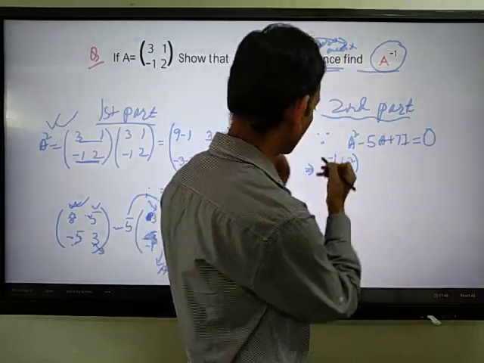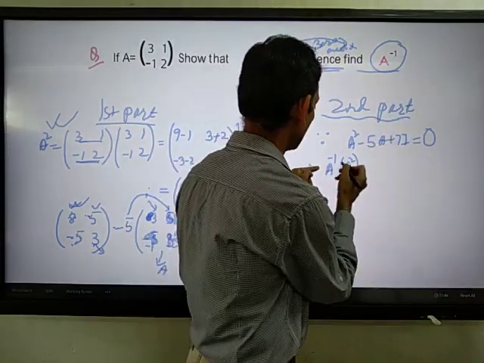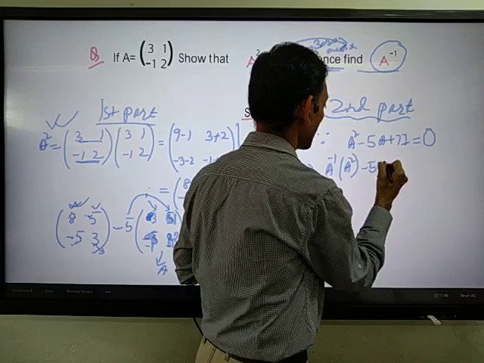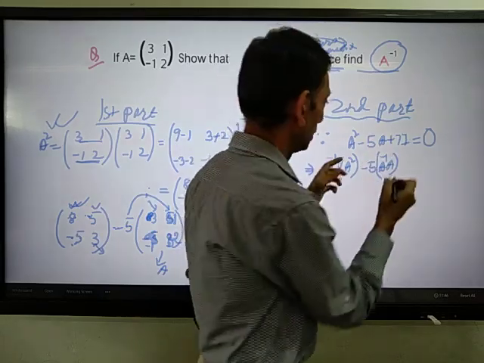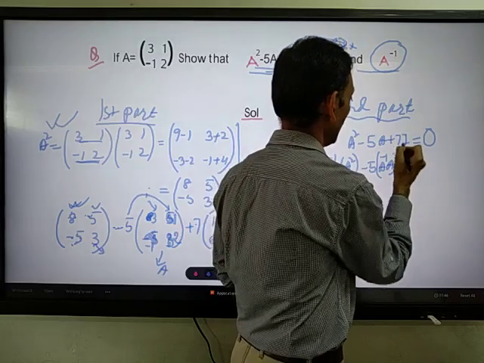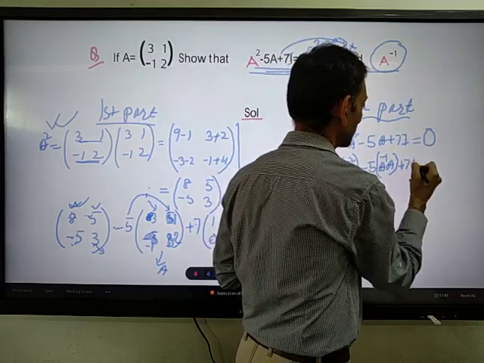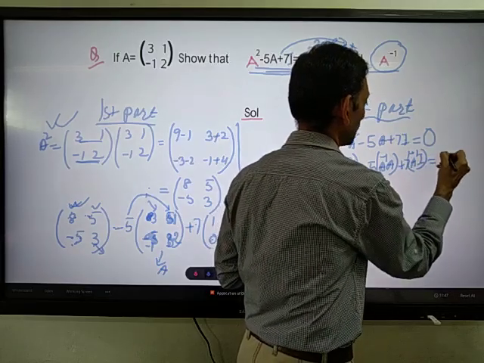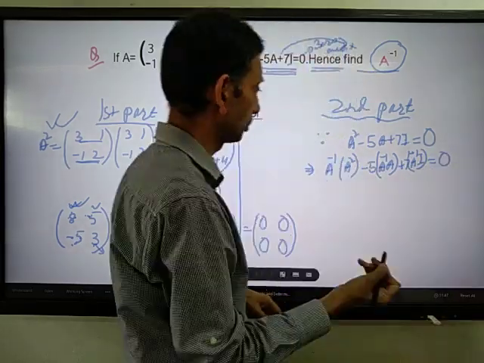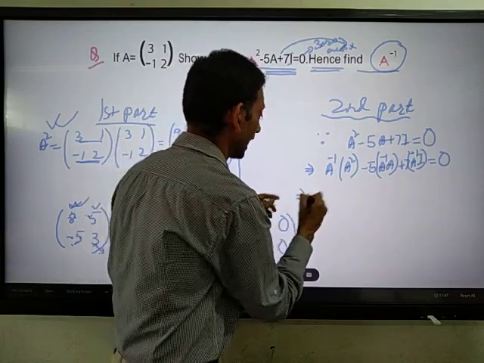That is, on the left side we will multiply this: A inverse into A squared minus 5 A inverse A, because the scalar will come out, plus 7, and you have to multiply I by A inverse, A inverse I. And the right hand side, if you multiply by A inverse, it will be 0 matrix only. Now we will be using the associativity.